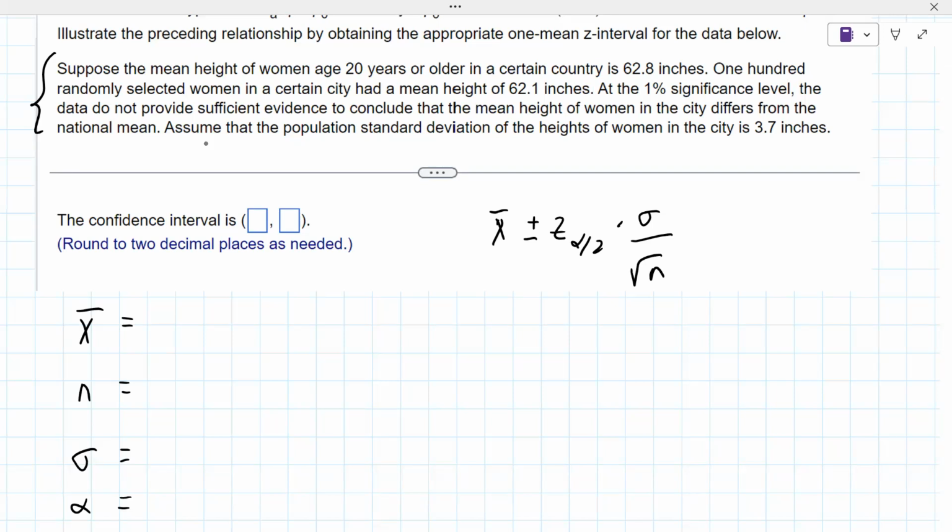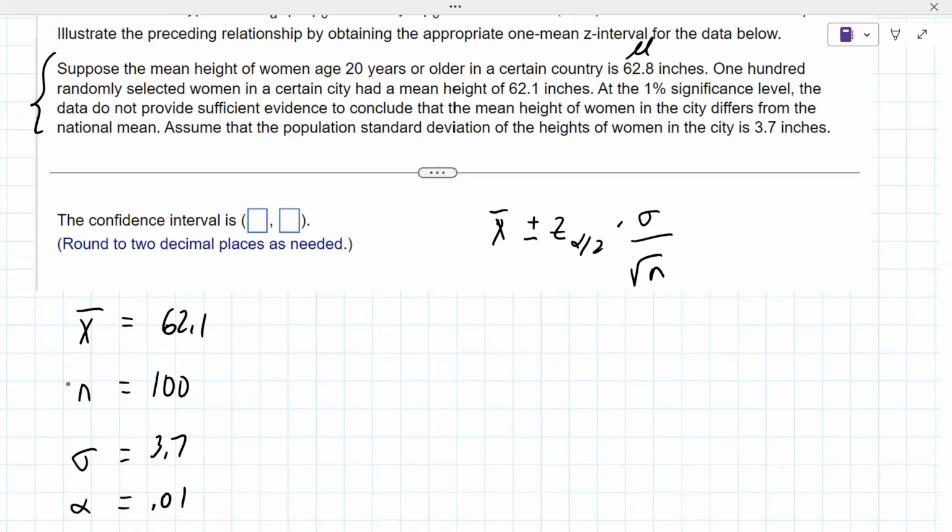Do you have values for X bar? Okay, what is X bar? You don't have to do the calculation yet. I'm just asking you to extract those numbers. 62.1. Yes. So that 62.8 is actually mu, which is meaningless to us. How about n? What's the sample size? Yeah, 100. Sigma: 3.7. And the significance level? 0.01. Yeah, it's 1%, but you do it that way.